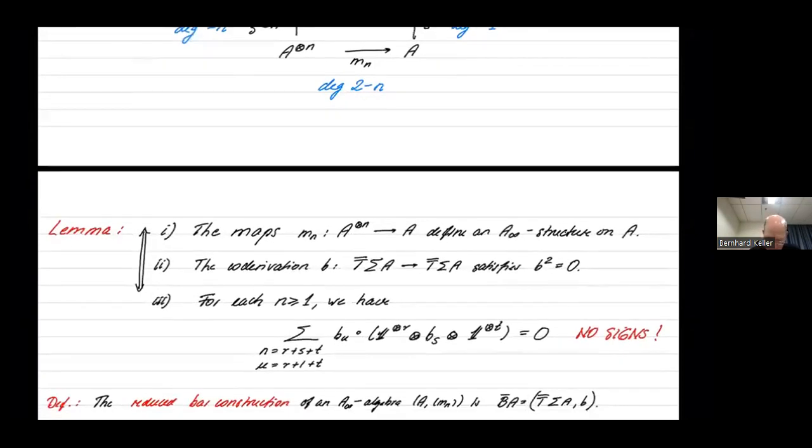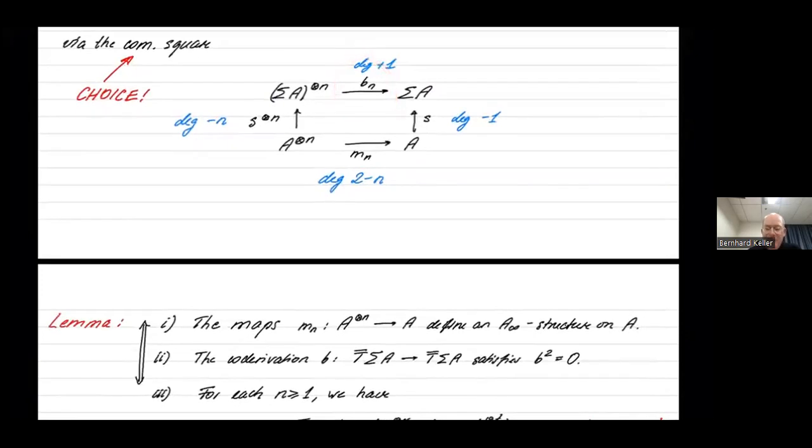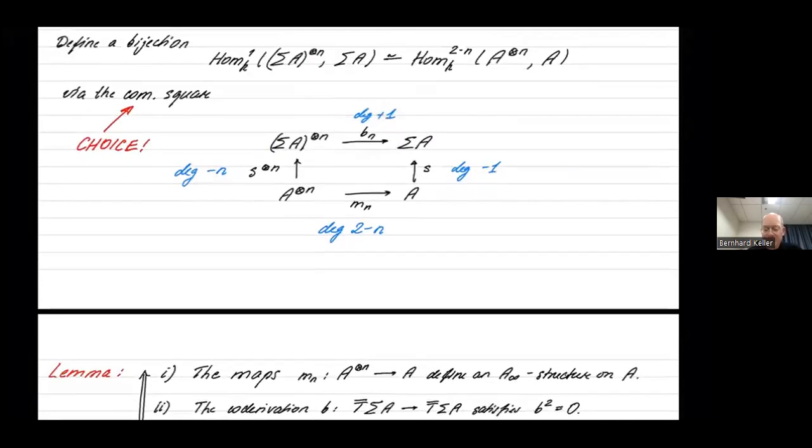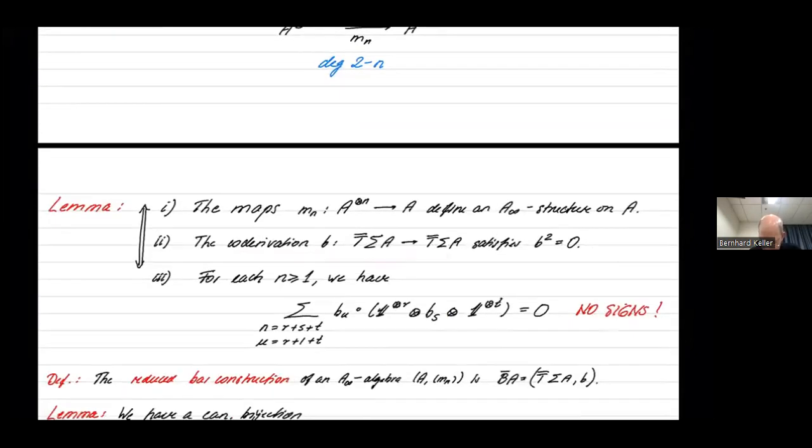So we have maps Mn defining an A infinity structure. These correspond to maps Bn, and the maps Bn together yield a co-derivation. And we have an A infinity structure satisfying the A infinity equations if and only if this co-derivation is a differential, if and only if its square vanishes.